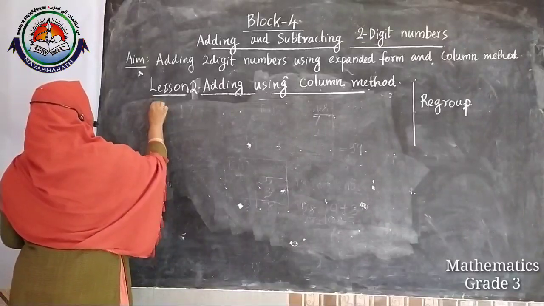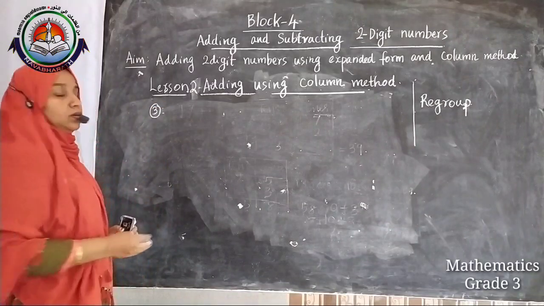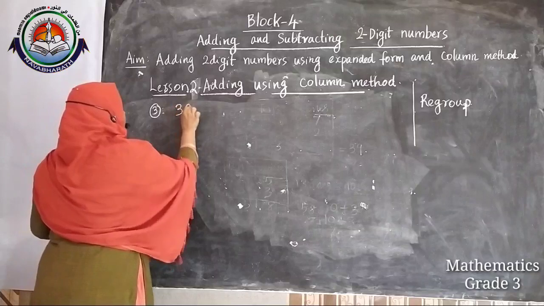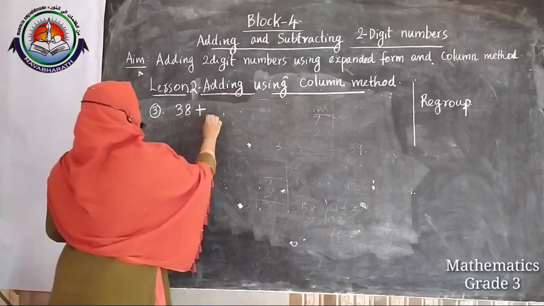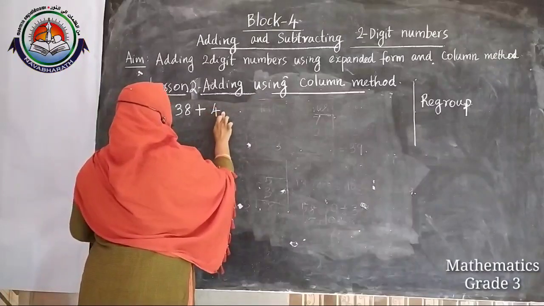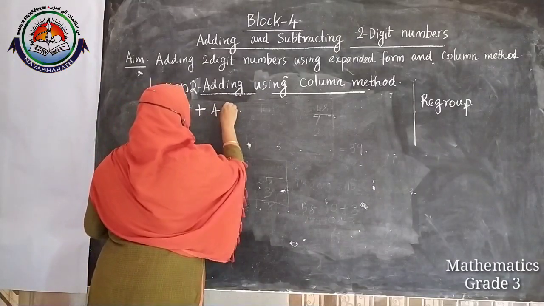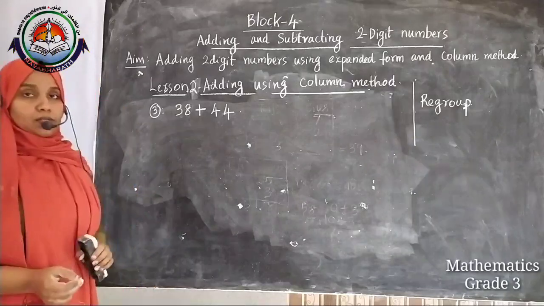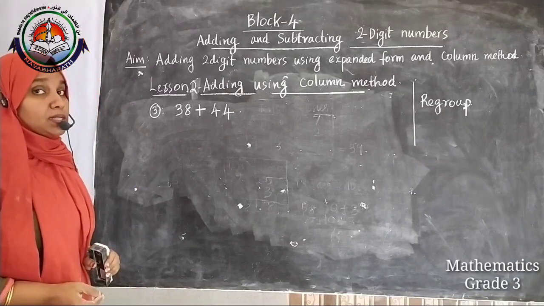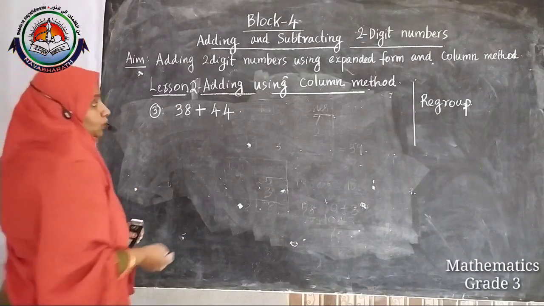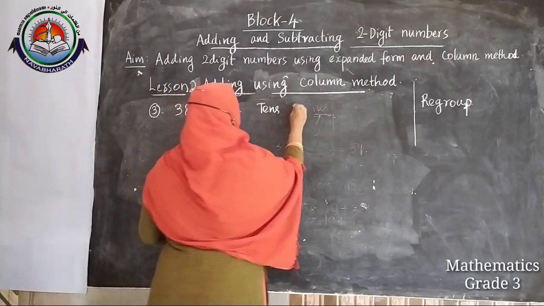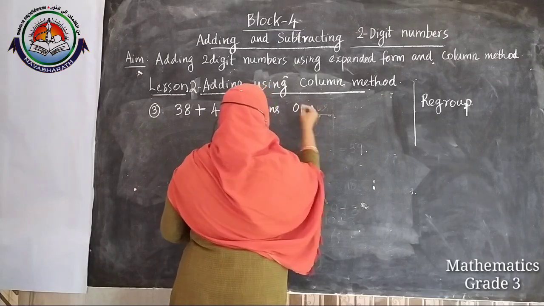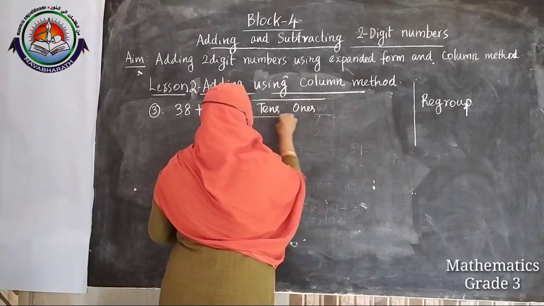Third question: 38 plus 44. Consider this. So we have to separate the tens and ones. Draw a column.